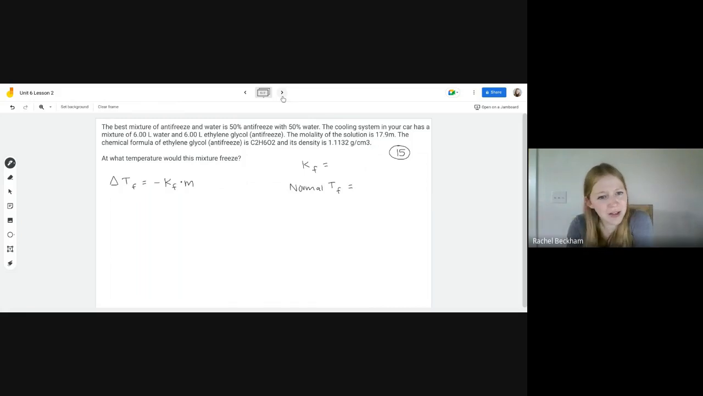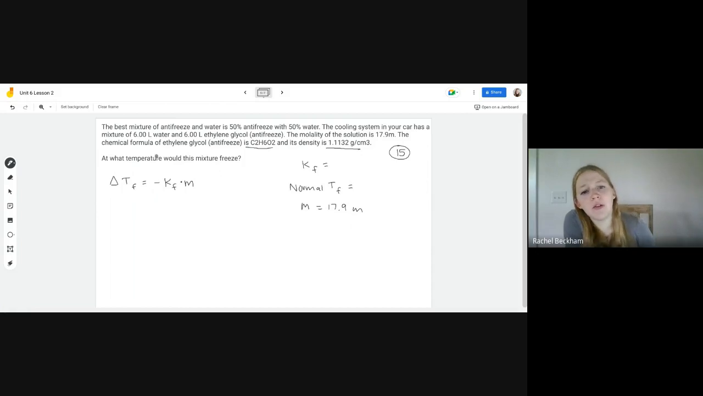Okay, next question here. The best mixture of antifreeze they talked about earlier is 50-50. The cooling system in your car has a mixture of 6 and 6. Thankfully they gave us the molality already. So the molality is 17.9 m. The chemical formula of ethylene glycol is this, and the density is this. At what temperature would this mixture freeze?